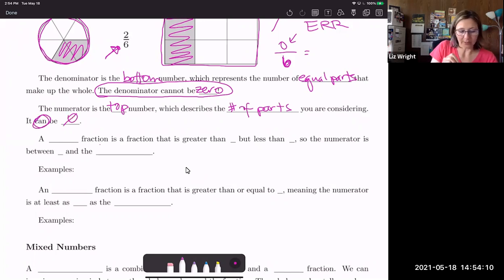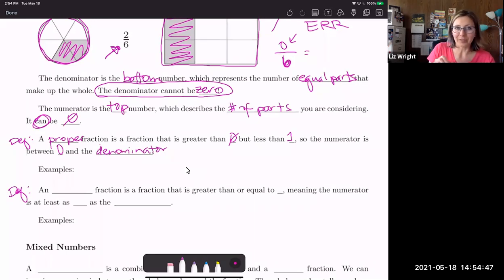Here we're going to talk about our definitions of a proper versus an improper fraction. So here are 2 definitions for you. A proper fraction is going to be a fraction that is greater than 0, but less than 1. So greater than 0, but less than 1. So the numerator is going to be between 0 and your denominator. That means anything between 0 and 1 is going to be our proper fraction.